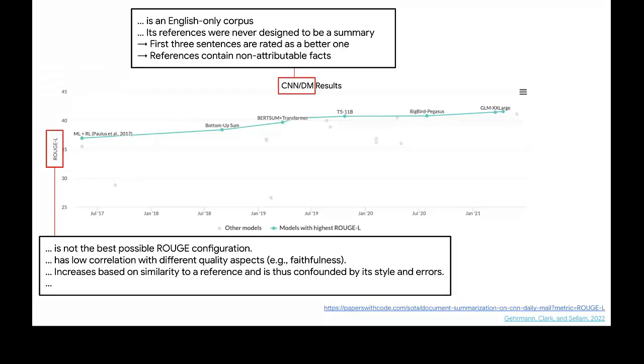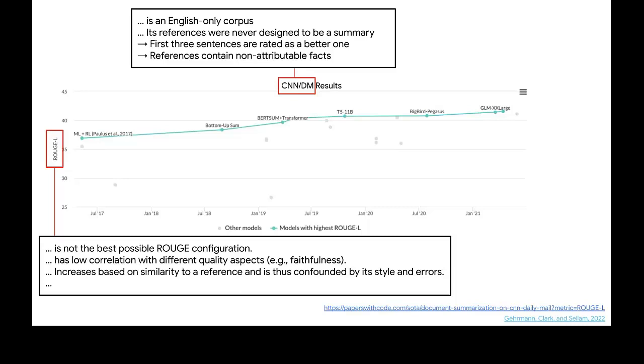chose Rouge L as a metric because over 10 years earlier than that, in 2004, there was a shared task on news headline generation, and that task used Rouge 1, Rouge 2, and Rouge L. And they just copied that without looking at all the research that came out in the meantime that showed that there are better configurations. And because everyone else just adopted this, because this is now what you need to compare to, we're still comparing on Rouge L, even though there are better configurations out there.